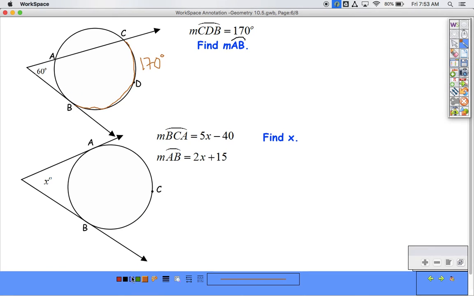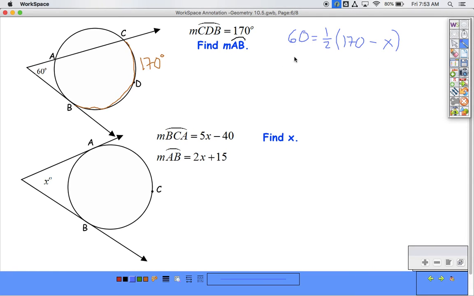So if we set that up, you always start with the angle. So 60 is going to equal 1/2 the far arc, which is 170, and then minus, sorry, I shouldn't say plus, minus the close arc, so AB, which we don't know. So since we don't know it, that's our variable, that's our x.